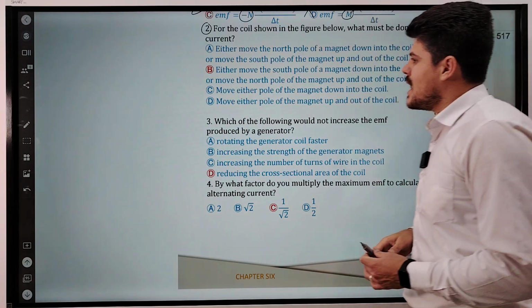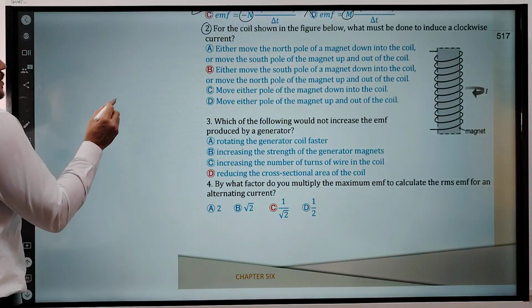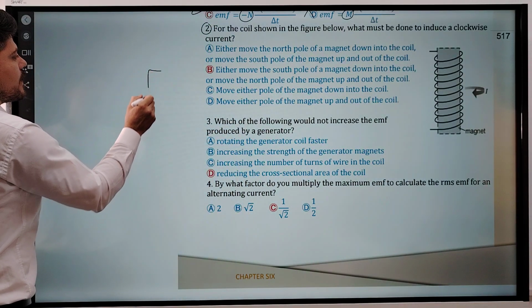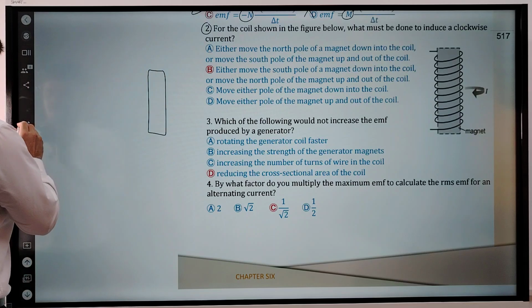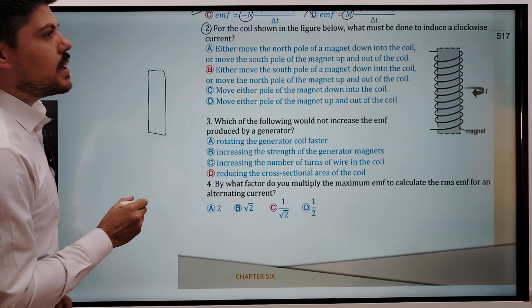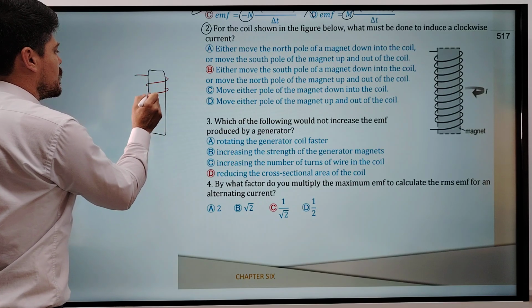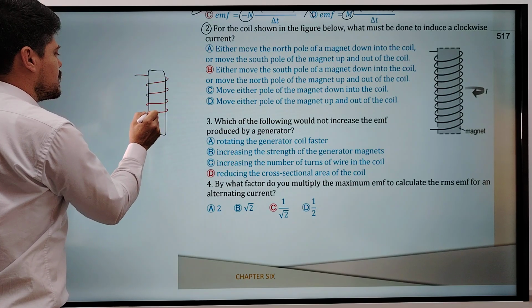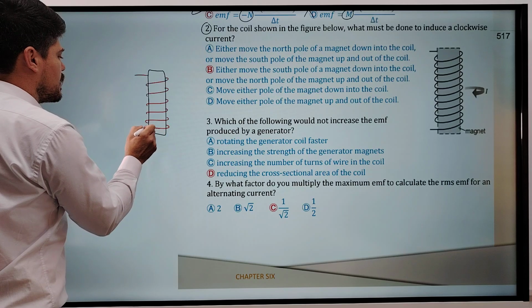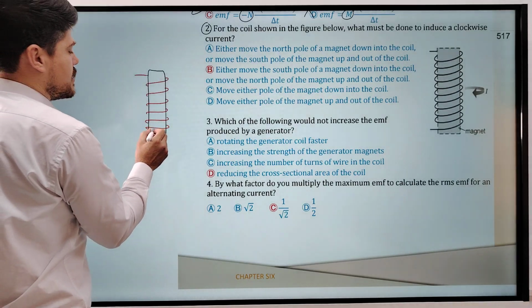Okay. So in that case, we have a coil. Okay. And the coil is wrapping like that. Okay.